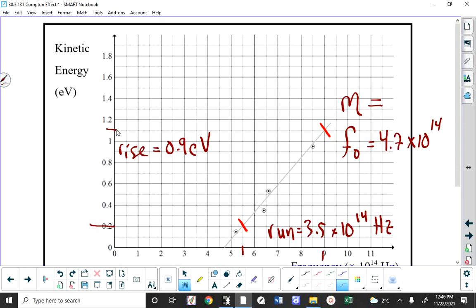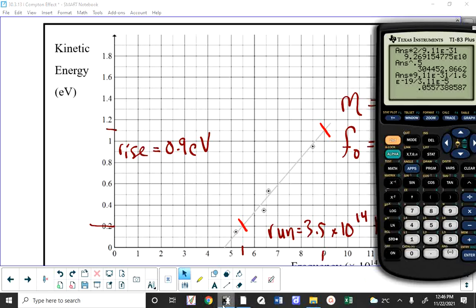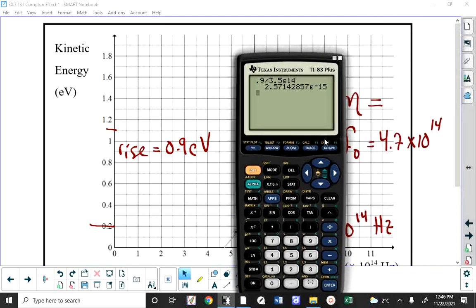When you divide electron volts by hertz, you're going to get electron volts times seconds, because a hertz is a per second. So what I get for the slope is 0.9 divided by 3.5 multiplied by 10 to the 14. So I get 2.57 times 10 to the negative 15.